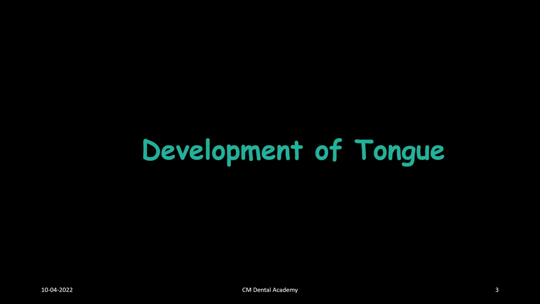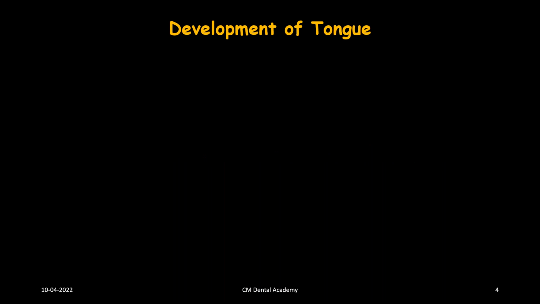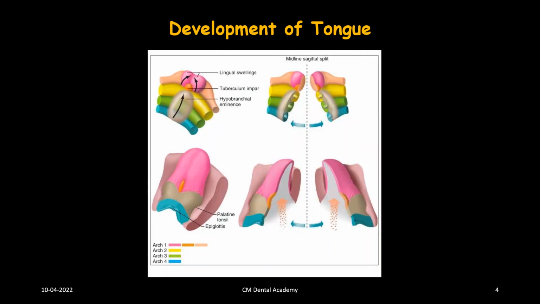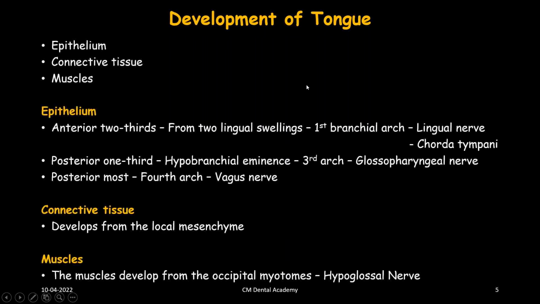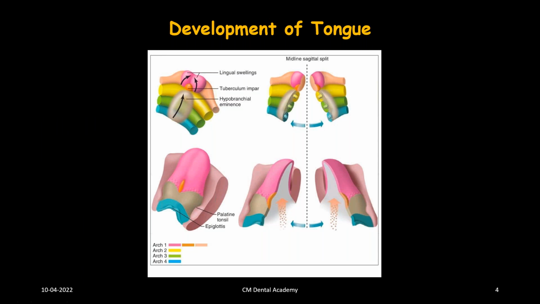So before beginning with the session, developmental disturbances of tongue, I would like to throw some light on the normal development of tongue. Once the normal is known, then you can differentiate between what is abnormal. So the development of the tongue occurs around the 4th week of intrauterine life, where the pharyngeal arches meet in the midline.